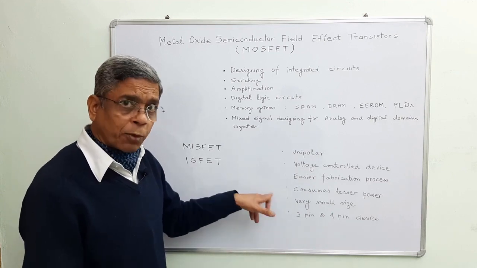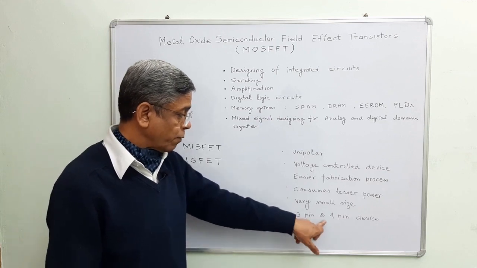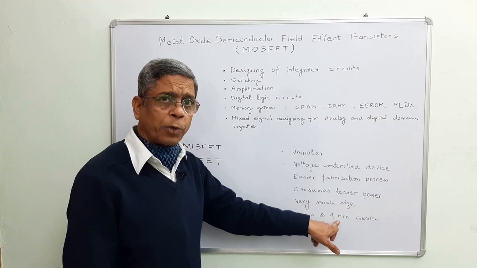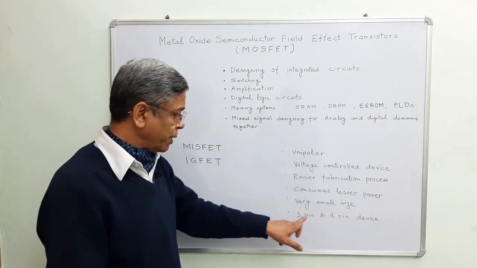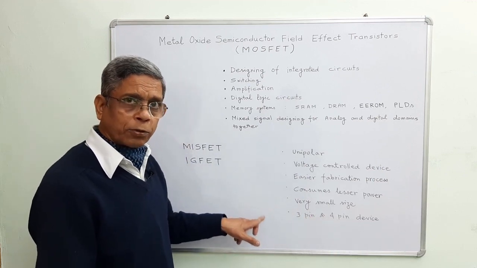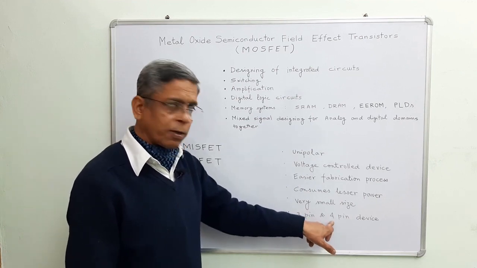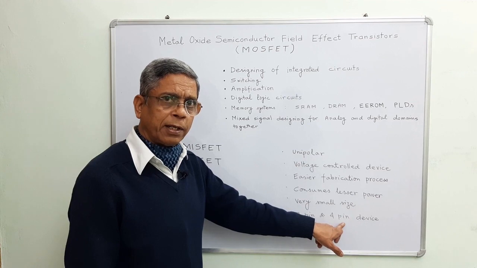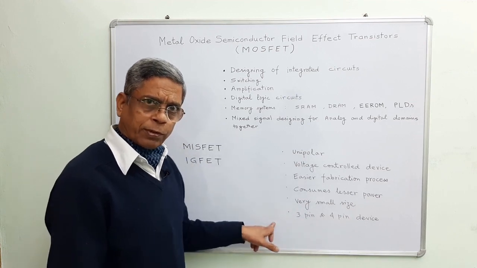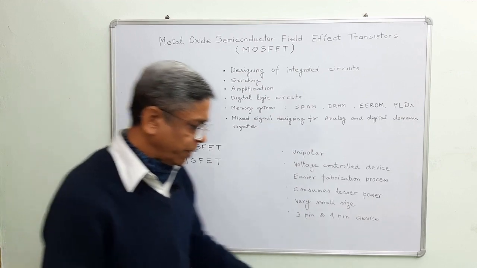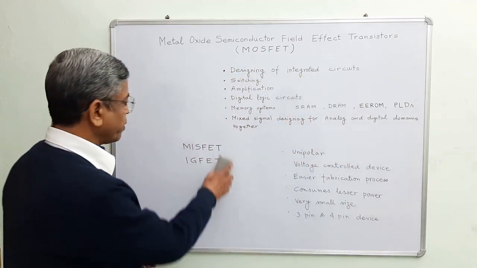MOSFETs come in 3-pin or 4-pin packages. The 4th pin is basically for body or substrate. The rest of the 3 pins are for drain, source and gate. In most cases, the body or substrate pin is electrically soldered to source. In some other lecture, I will explain body effect. Let me explain the operation of this device.